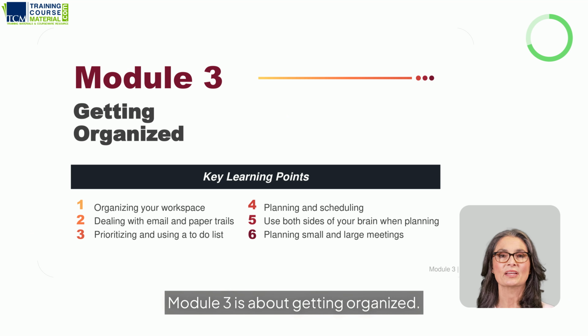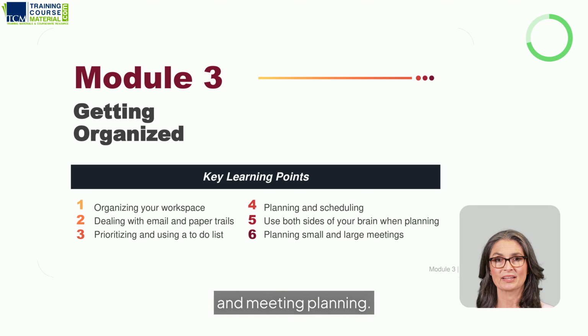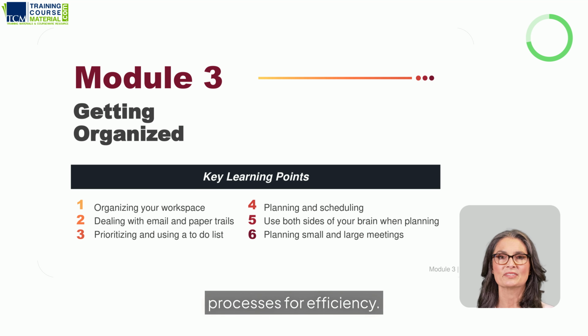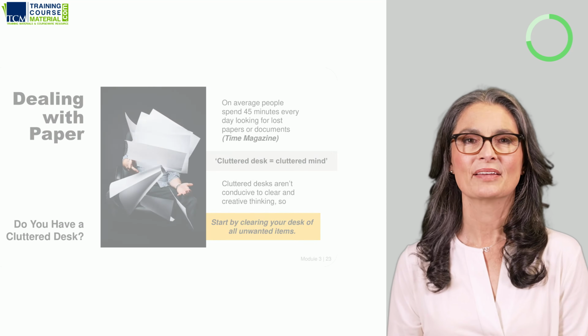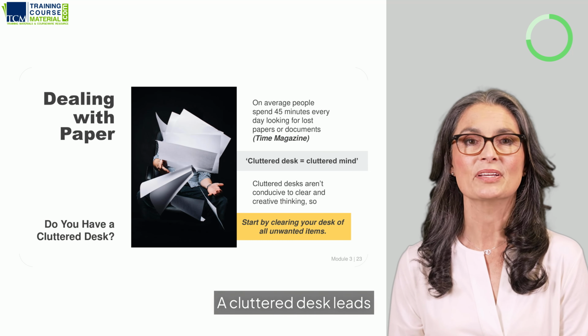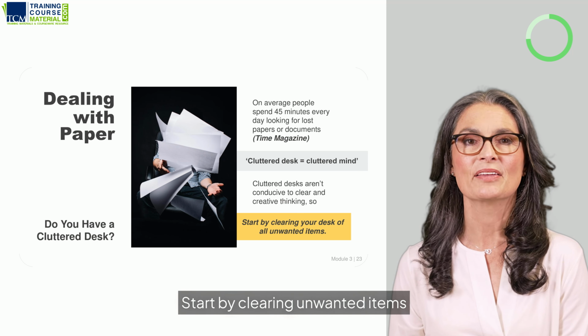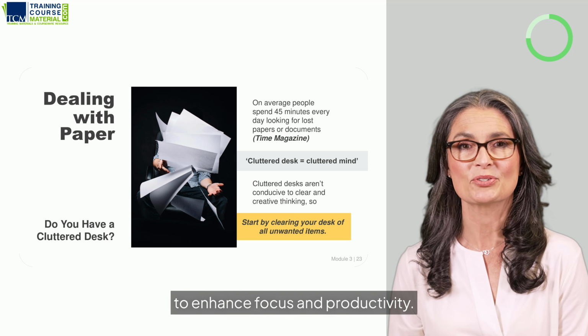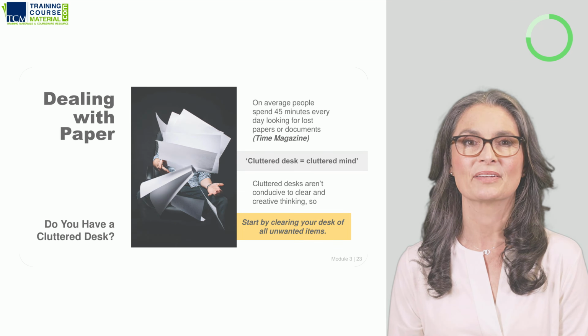Module 3 is about getting organized. Key learning points include workspace organization, email management, and meeting planning. Let's streamline our processes for efficiency. Dealing with paper involves managing clutter. A cluttered desk leads to a cluttered mind. Start by clearing unwanted items to enhance focus and productivity.